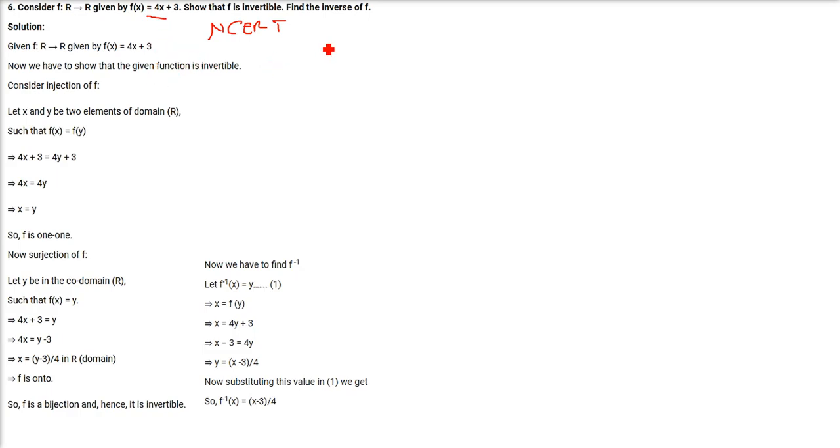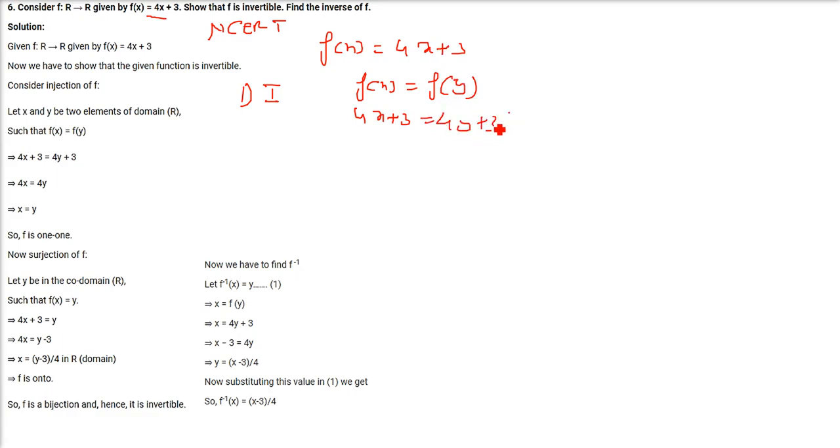So f(x) equals 4x plus 3. First we are checking 1 to 1, that is injectivity. So f(x) equals f(y). If it is okay, then x should be equal to y. So 4x plus 3 equals 4y plus 3. Now subtract 3 from both sides. You get x equals y because we are dividing by 4 also.